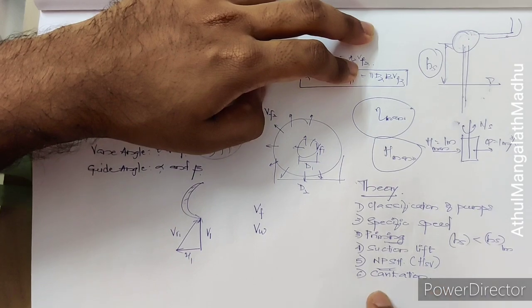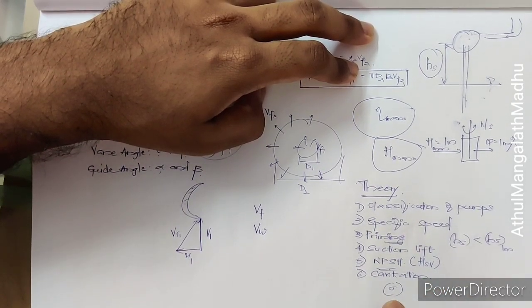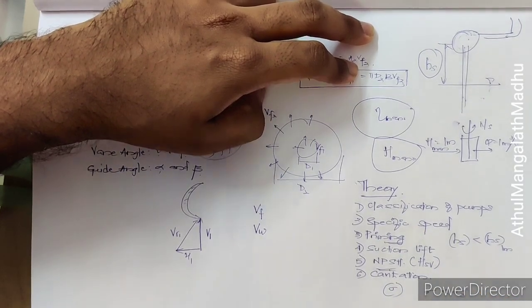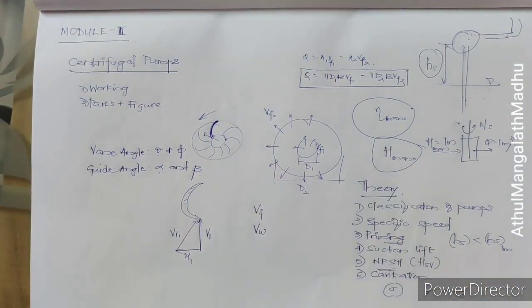And also cavitation. With cavitation we have learned something called the Thoma cavitation factor. And this Thoma cavitation factor should be less than the critical Thoma cavitation factor. All these things we have learned. You have to understand each concept and also the equations that we are using.